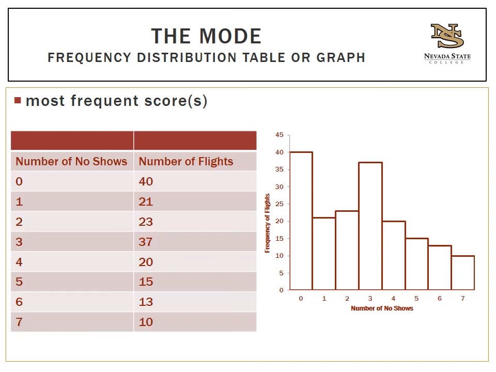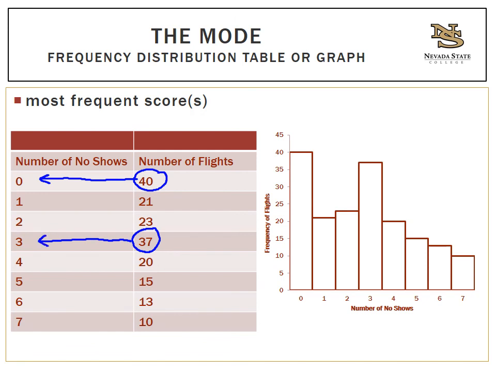So now let's look at a slightly different data set examining the number of flights associated with each number of no-shows. So again, we start by, if we're looking at the table, looking at the frequency column. So we'll go right here. Oh, that 40 is definitely the highest. But if we look relative to the other numbers in the data set, this 37 is really close to the 40, and these two values are way above and beyond the other frequencies. Now, this doesn't mean that our mode is 40 and 37. We have to then think about the score associated with that frequency, 0 and 3.